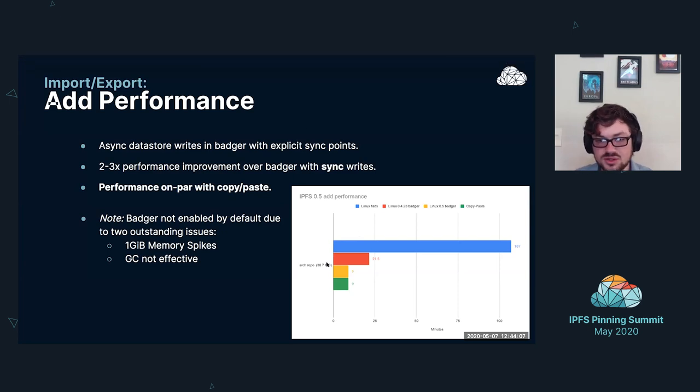If you look at the bottom right-hand corner here, you can see the performance of Badger versus FlatFS in this release. Badger in this release is now on par, at least on a disk, with reading the file off the disk and then adding. It's on par with copying a file from one location on disk to another location on the disk, basically. So it's not quite as fast as fetching the data from the network and then writing to the disk, because we're using some of the disk IO to read the data from the same disk. But for most users, if you're just trying to add data to IPFS, it should be just as fast to add data to IPFS as it is to copy a directory.